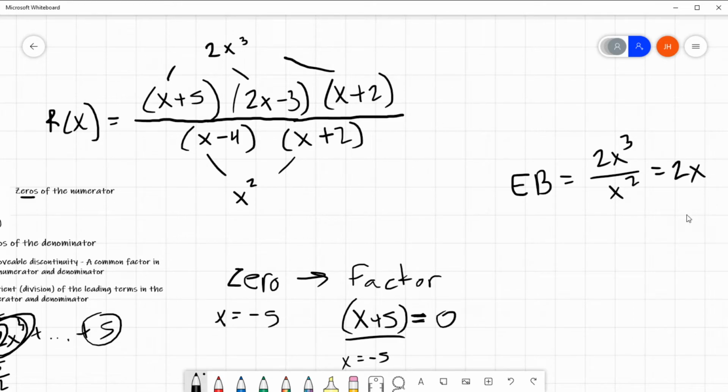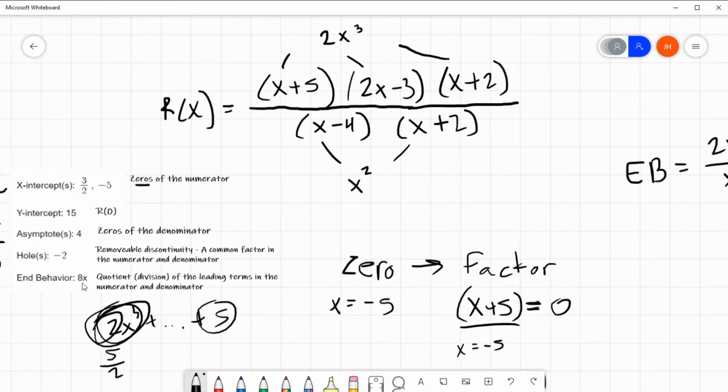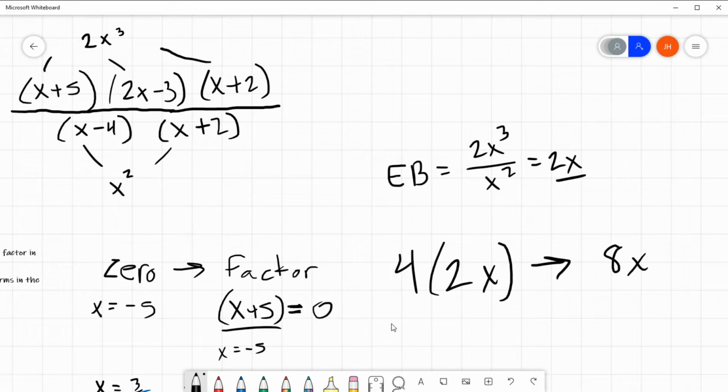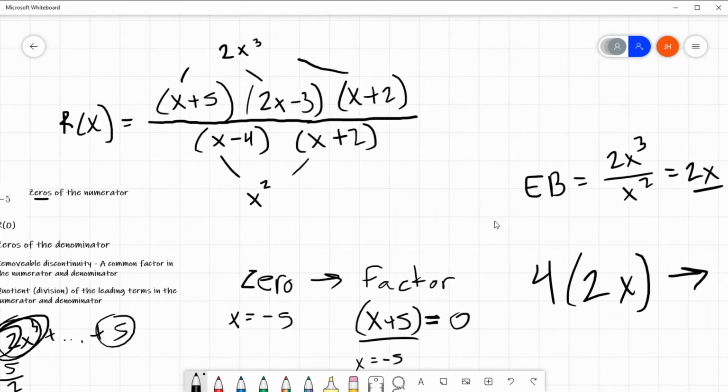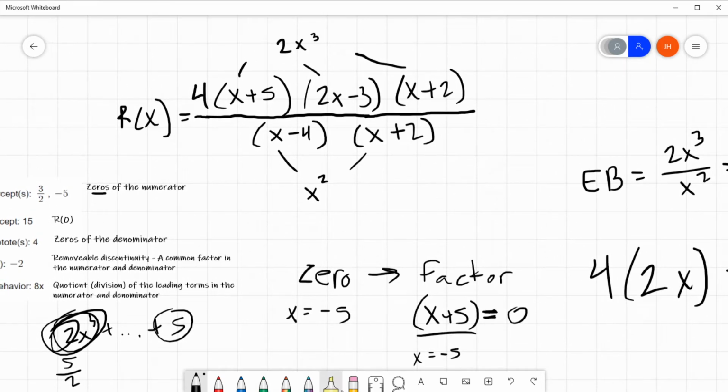Now, 2x is not the end behavior I wanted, is it? I wanted an end behavior of 8x. So what do I need to do to 2x in order to make it 8x? I need to multiply it by 4, right? So I'm going to take my function and multiply by 4. So I'm just going to have a 4 right there. And that will actually fix everything exactly how I need it.